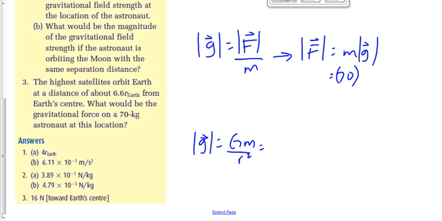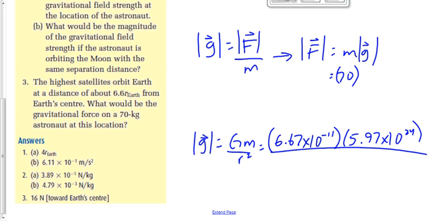Now you have to make sure you use the mass of the Earth, the mass of the producer. 6.67 times 10 to the minus 11 times 5.97 times 10 to the 24 divided by the radius. Oh, the distance is 6.6 times 6.38 times 10 to the 6, squared. Because, of course, we're talking about 6.6 times the radius of the Earth from the center.